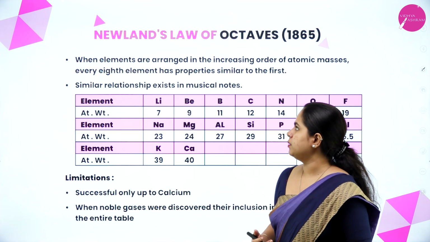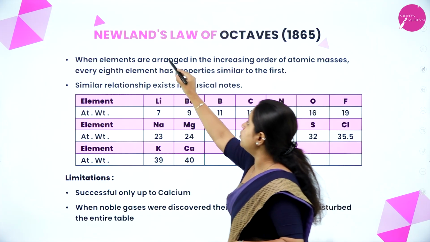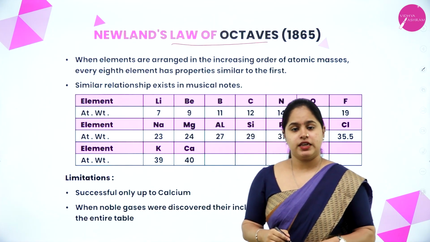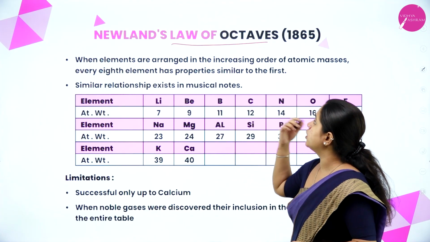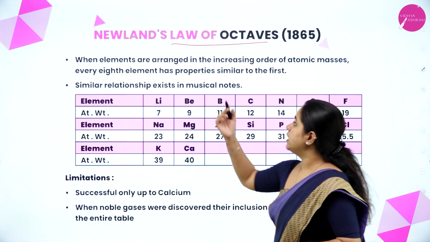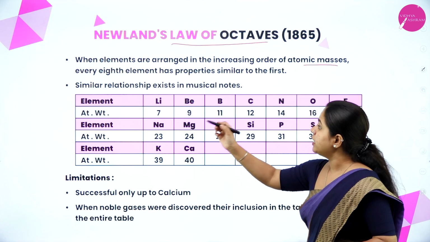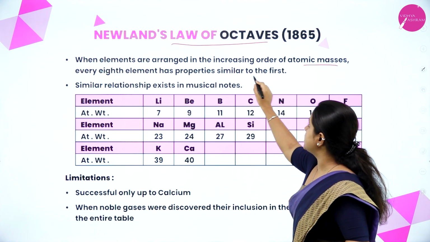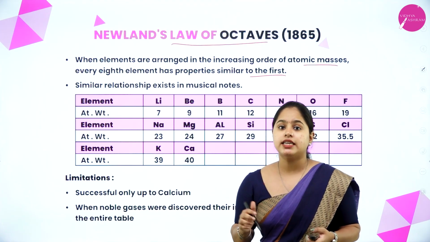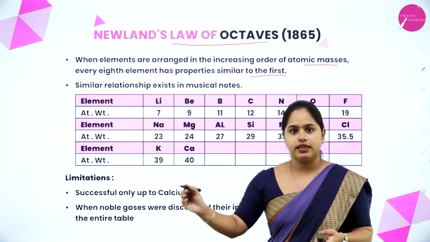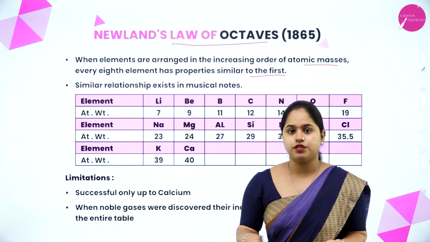Moving on to the second one. The second classification was made by Newland. It's called Newland's law of octaves. In the year 1865, Newland proposed his law of octaves. When elements are arranged in the increasing order of their atomic masses, every 8th element has properties similar to that of the first. It is similar to the musical notes, right? Sa, re, ga, ma, pa, da, ni, sa. Again the 8th one, that is sa, is repeating. It is the same as the first one, right?